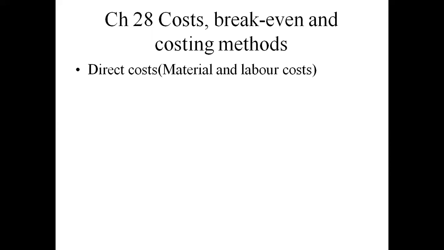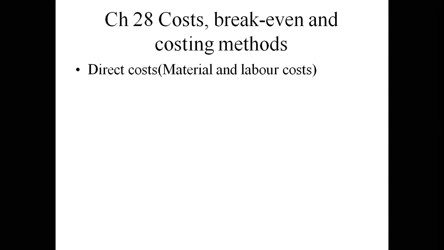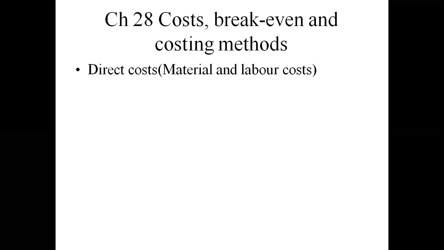Okay, first is direct cost. I have written in brackets material and labor cost. By definition, direct cost is a cost which is directly related with a product. Now, what does it mean actually? We can associate that cost with the product, and that means that cost can easily be identified as far as a product is concerned.